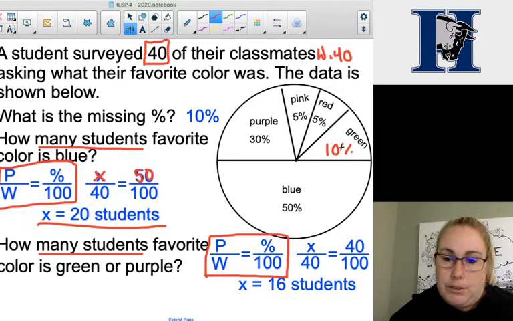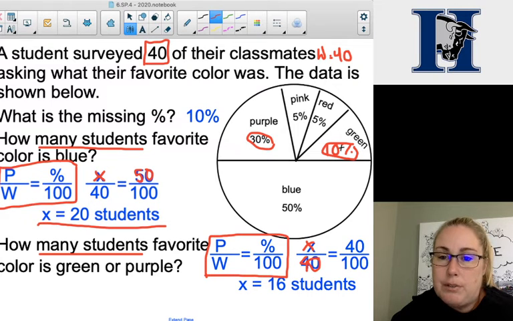So how many students? So we want to know the part. Favorite color, so there's 40 total students. We want to know how many's favorite color is green or purple. So purple is 30%, green is 10%. So if we put those two pieces together, we get 40.